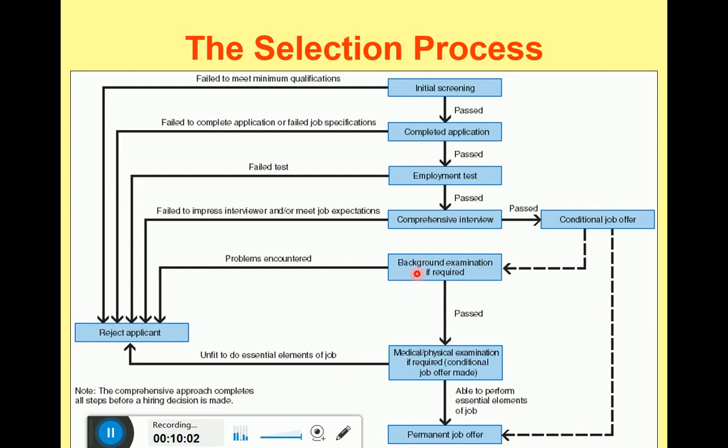If the background examination of an individual is passed, then the individual goes to the medical test. But if the background investigation is, for example, not passed, then the person again will be rejected here. Those who clear the background investigation will be moved toward the next step, which is medical examination. If a person passes the medical examination, then they will be offered the permanent job offer. If the person is not fit for the medical examination, then the person will be again rejected here. So that is a selection process.